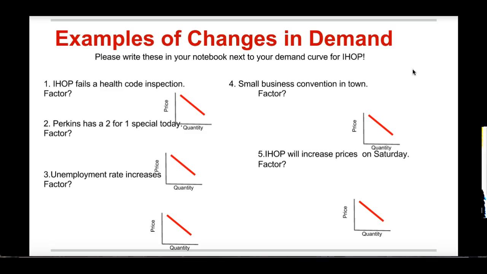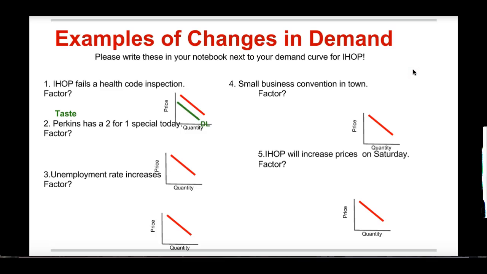Okay, hopefully you gave it a shot, so let's go through some of these answers. Number 1 says IHOP fails a health code inspection. What factor would that be? Well, if you said taste, you would be correct. Taste, remember, is going to be anything that changes the popularity of a place. So in this case, obviously, people won't want to go to a place that fails a health code inspection. So as a result, this is going to cause a left shift in demand for IHOP.